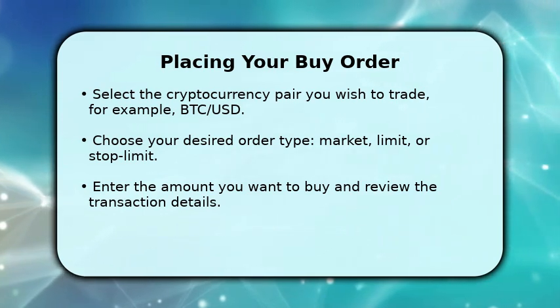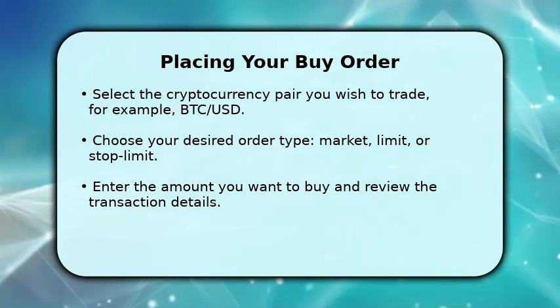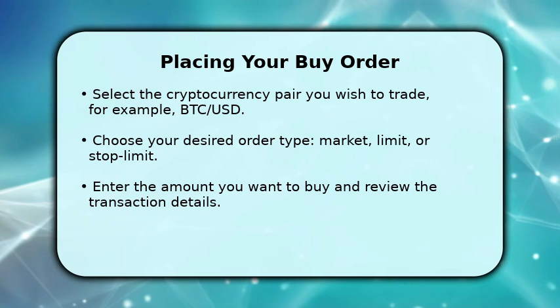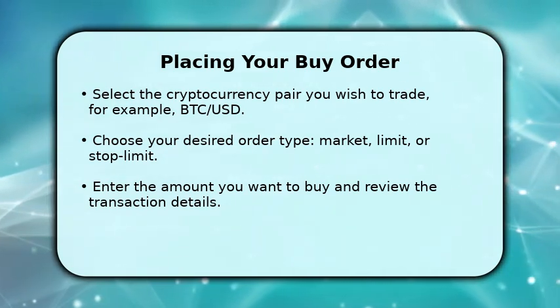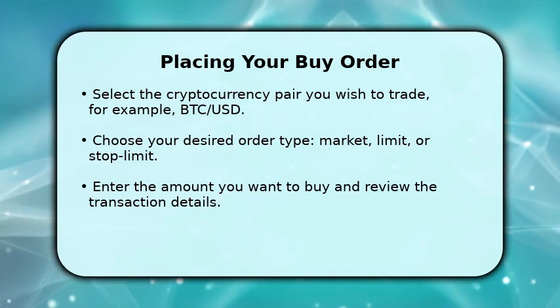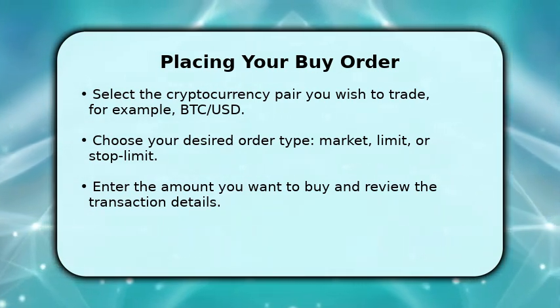Then, decide on your order type. A market order executes immediately at the current price, while a limit order lets you set a specific price. A stop limit order adds more control. After selecting, input the amount you wish to purchase, and carefully review all the transaction details before confirming.